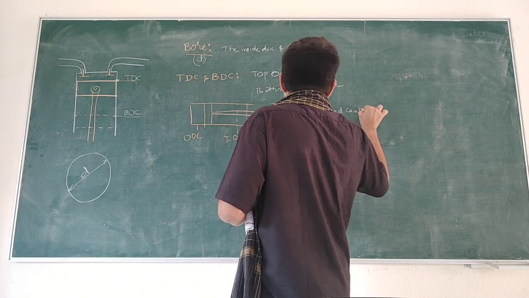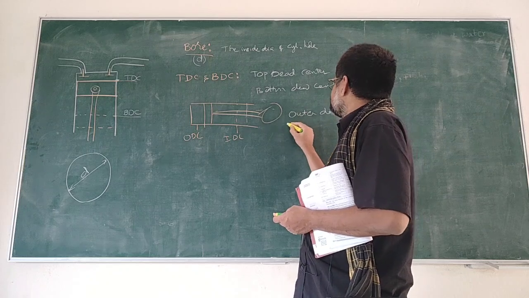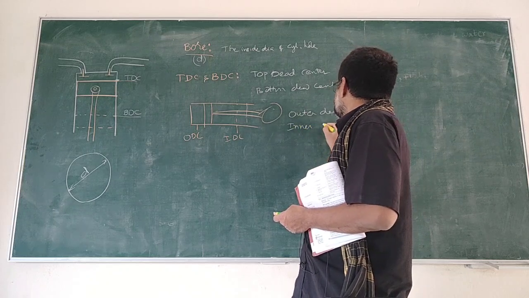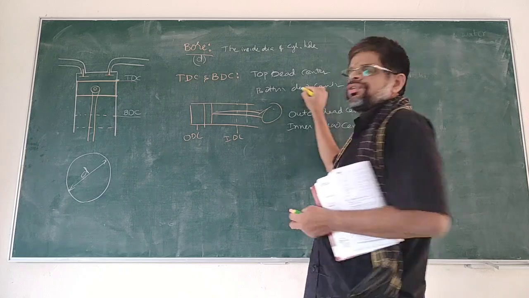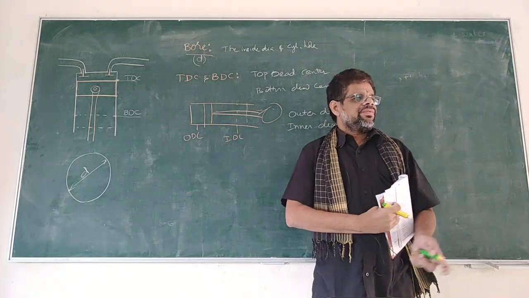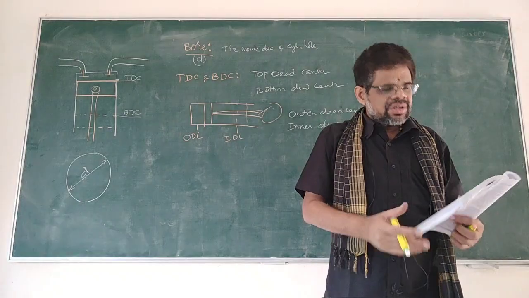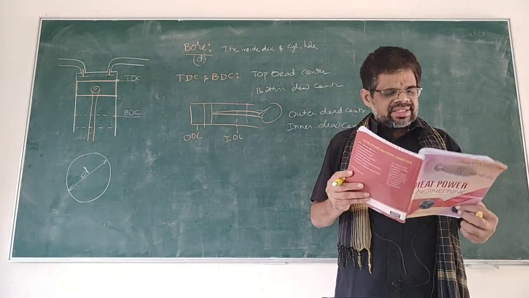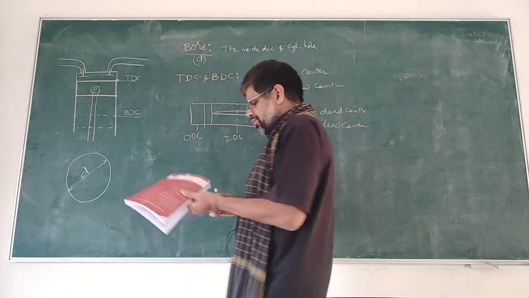So this outer dead center is similar to top dead center, and inner dead center is similar to the bottom dead center of the vertical engine. Okay, this is about dead center. Is it clear?